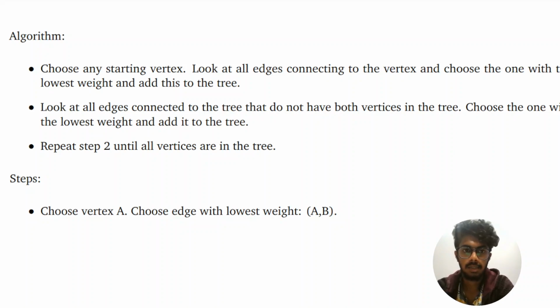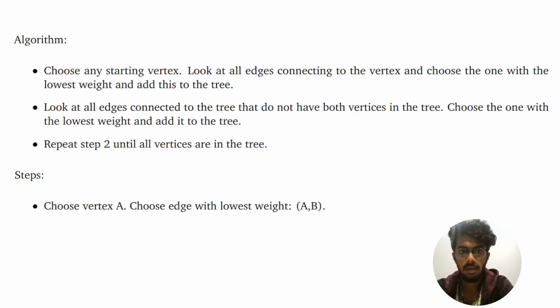The algorithm states that you choose any starting vertex, look at all edges connecting to the vertex, and choose the one with the lowest weight and add this to the tree. Look at all edges connected to the tree that do not have both vertices in the tree. Choose the one with the lowest weight and add it to the tree. Repeat step 2 until all vertices are in the tree.